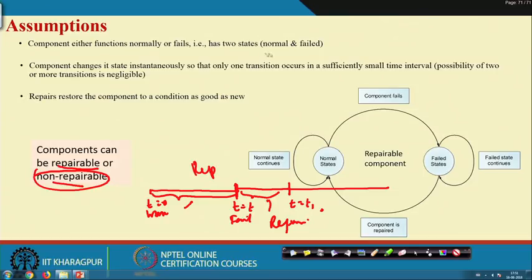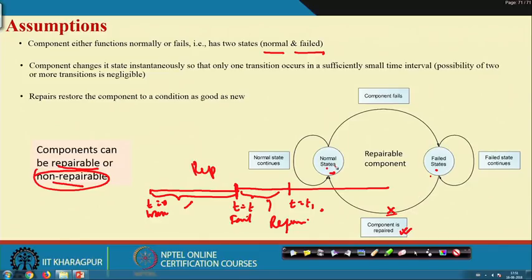So, a component has two states, normal and failed. Normal means working, failed means either it will be completely replaced or it will be repaired and reused. If it is completely replaced, those units are known as non-repairable units, and if it is repaired and used, they are known as repairable units. So, in the repairable unit, once the normal unit fails, in the failed state, this path will not be there for a non-repairable unit. For a repairable unit, the component will be repaired and again it will come back to the normal state. So, this is the most general one.